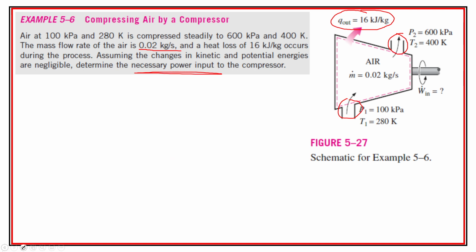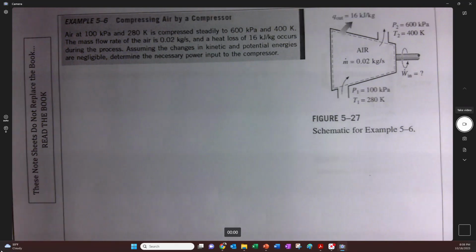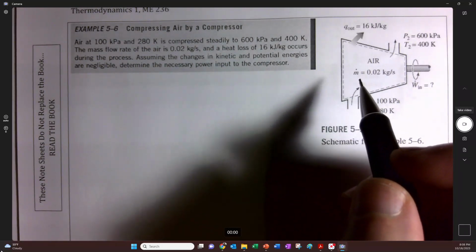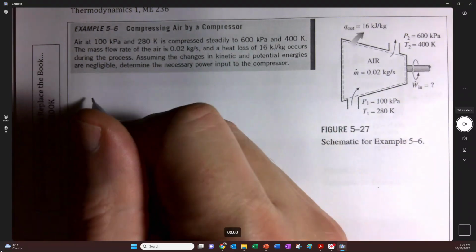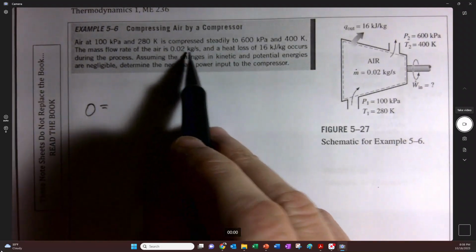So that sounds like a pretty standard kind of problem, something you'd want to know how to do. All right, so we got air. We got a flow going on. Do we have flow? We do have flow.